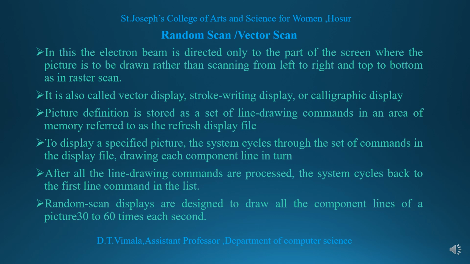Random scan displays are designed to draw all the component lines of a picture 30 to 60 times each second. That means in the raster scan we only spot on the pixels, but in the random scan we use line drawing commands to draw the picture. So these are the two types of methods.